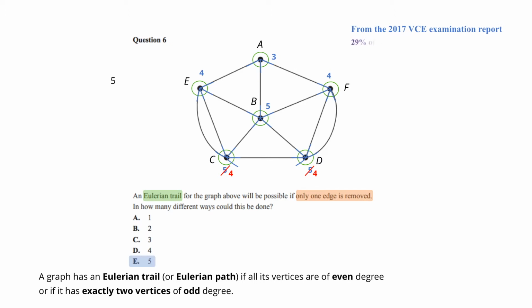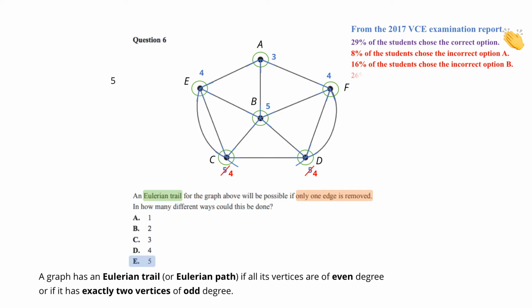From the 2017 VCAA examination report, 29% of the students chose the correct option, with various percentages of students choosing one of the incorrect options.